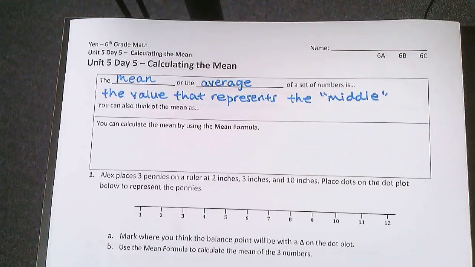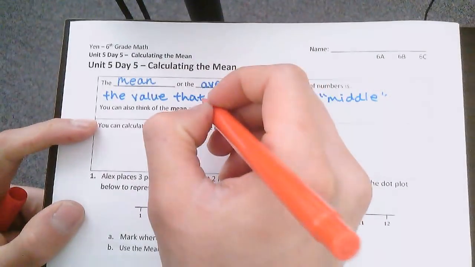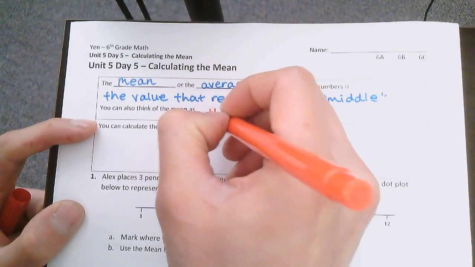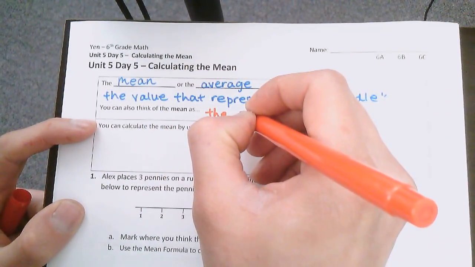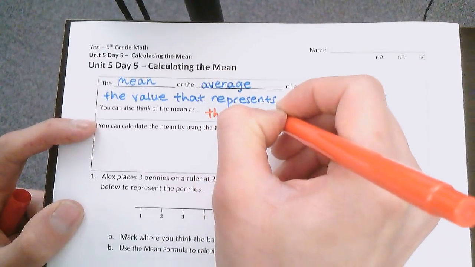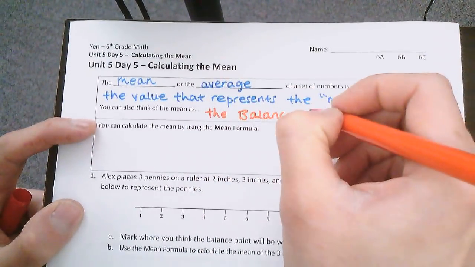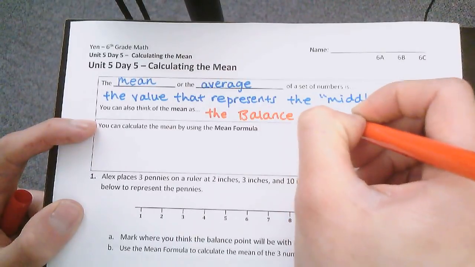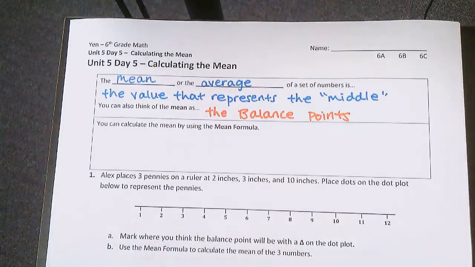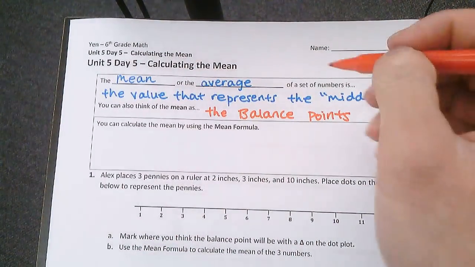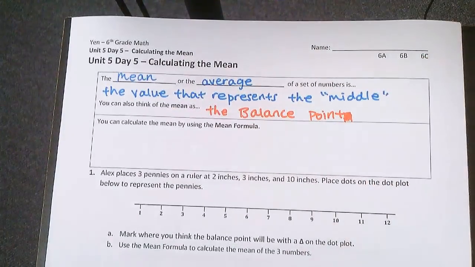And yesterday when we put pennies on a ruler and figured out what the mean was, you can also think of the mean as the balance point. So it's as if all the numbers were on a ruler, where would it be balanced? Sorry, not points, point. No S at the end. The balance point.